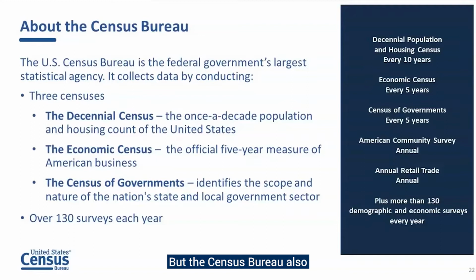But the Census Bureau also conducts two other censuses, the economic census, which is the official 5-year measure of America's businesses, and the census of government, which identifies the scope and nature of the nation's state and local government sector. In addition, the Census Bureau also conducts over 130 ongoing or annual surveys every year and supplies annual population estimates and less frequent population projections.